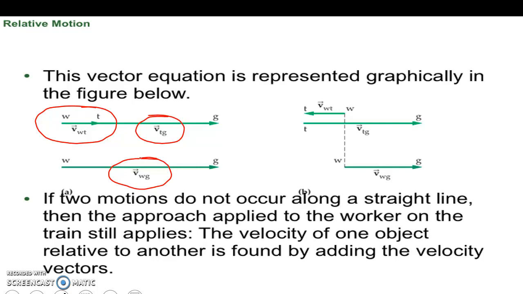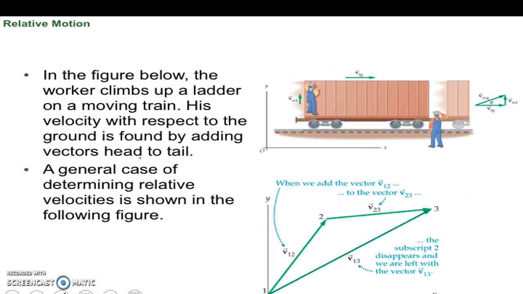If they don't occur along a straight line, then we have to use other ways to solve these problems. So here's an example of that. A figure is climbing up the ladder while the train is moving in this direction. Probably not very safe, but we can look at it that way. So here's the guy watching the whole thing happen, okay? And we want to see how all these vectors relate.